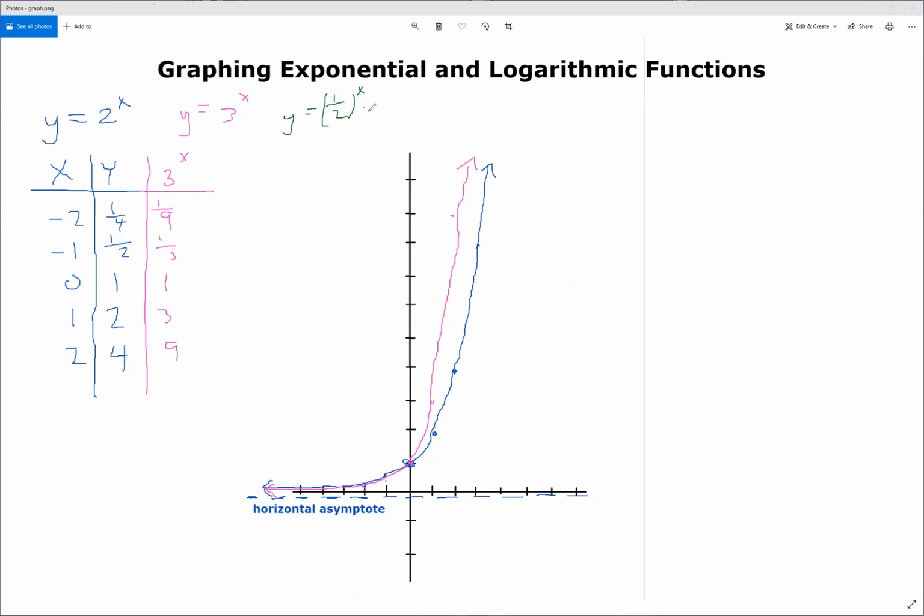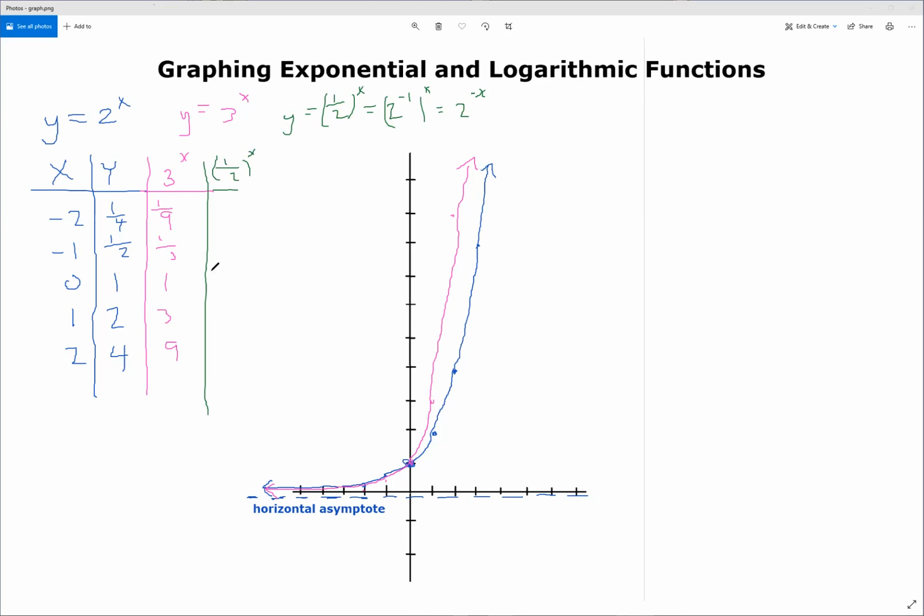Well, let's remember 1/2 is another way of writing 2 to the negative first, or in other words, 2 to the negative x. So we can use that to our advantage now. If we want to graph 1/2 to the x, let's think of it as 2 to the negative x, and let's consider what happens when we plug in those numbers.